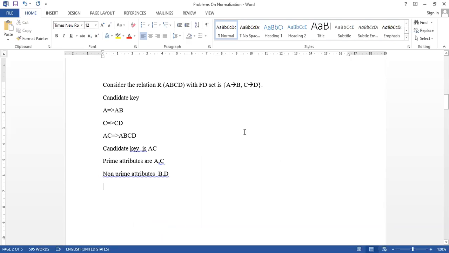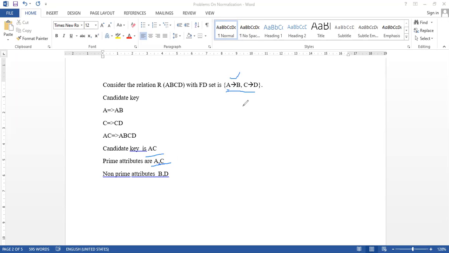What is the definition of 2NF? It must be in 1NF and there should be no partial dependency. So what is the meaning of partial dependency? Part of the key to non-key. Now we have to check for partial dependencies, right? See here, from this FD set there are two functional dependencies. Now, what is A? A is a part of the key. Part of the key to B, which is non-key. So it has one partial dependency.